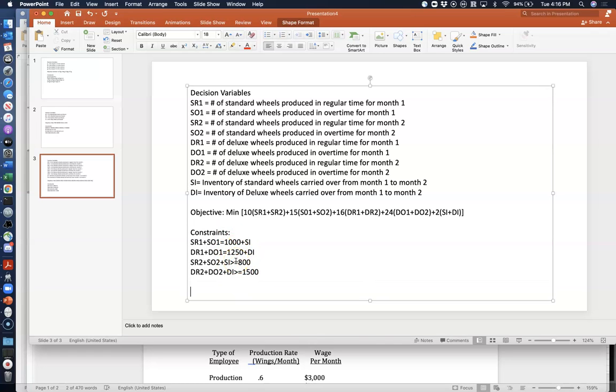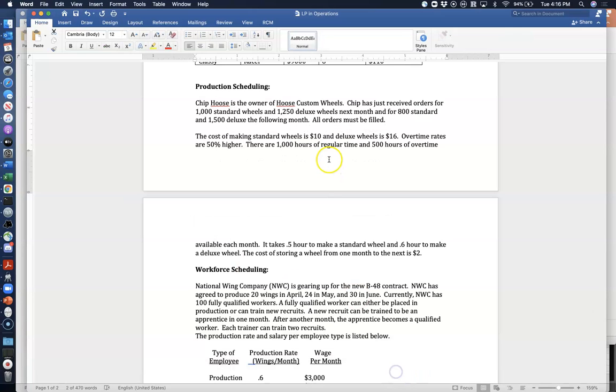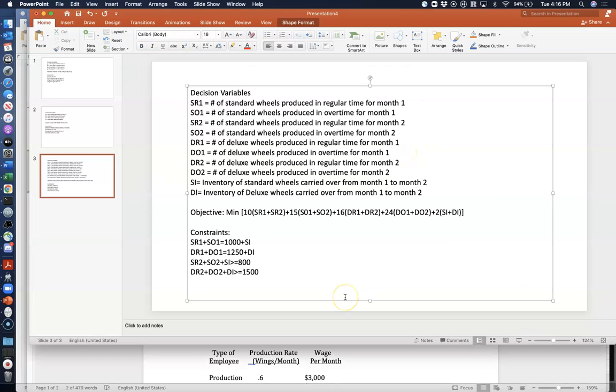Apart from this, you also have time constraints. You have 1000 hours of regular time and 500 hours of overtime available each month, right? So we're going to write two separate constraints for each month. The total amount of regular time that you need in the first month: SR1 is the total number of standard wheels that you make, and it takes half an hour to make a standard wheel. So half an hour times standard wheels.